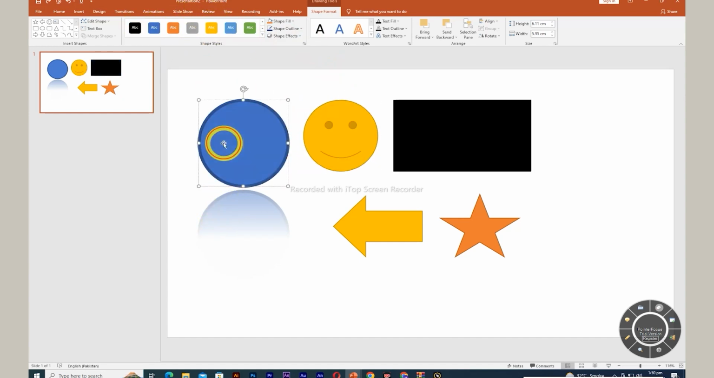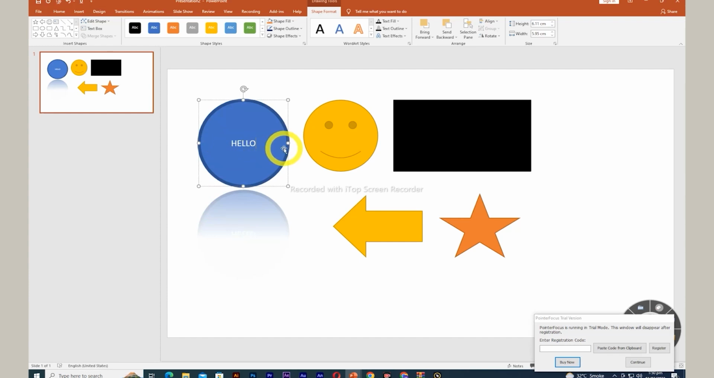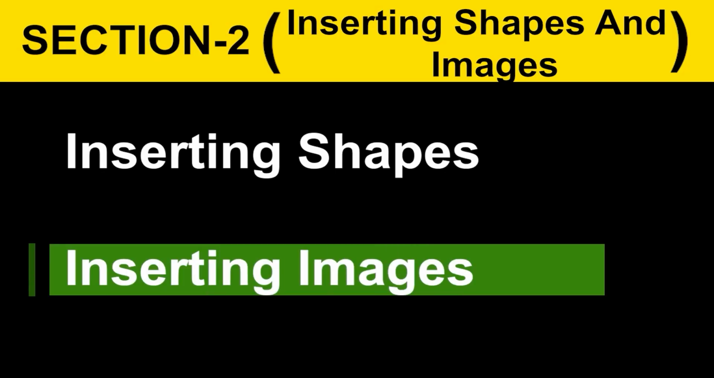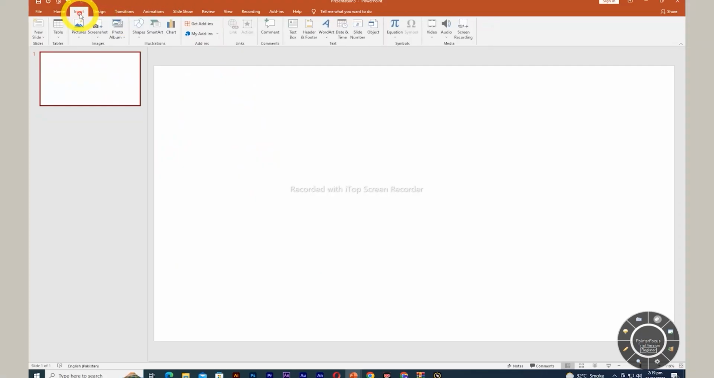Once you are happy with the shape, you can add text inside of it by clicking on it and typing. Repeat the process for any additional shapes you want to add to the slide. Inserting images. Click on the Insert tab of the top menu bar. Click on the Pictures button in the Images section of the ribbon.